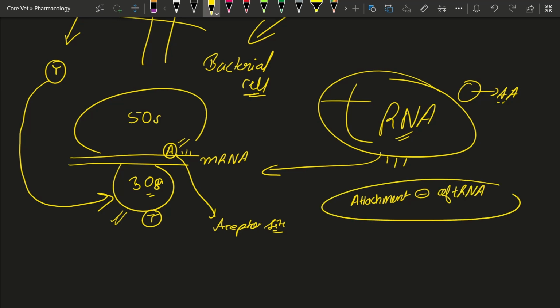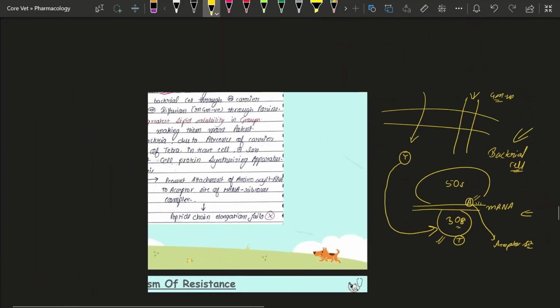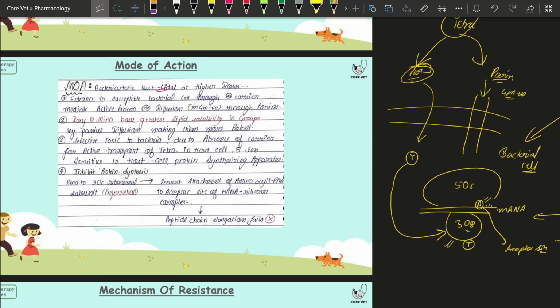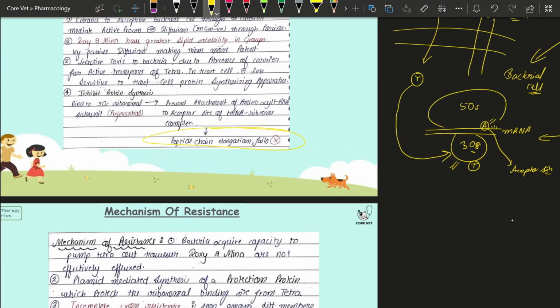So that's the main reason behind the bacteriostatic effect of tetracycline, that it won't allow the tRNA to get attached at the acceptor region of the mRNA. So that's the mode of action of tetracycline, right? I have discussed the majority of the points over here. Okay, so let's move on. Finally the elongation fails, right? If the tRNA won't get attached at the acceptor region, obviously what would it lead to? It will lead to inhibition of peptide chain elongation, right? So the peptide chain elongation will fail, right?